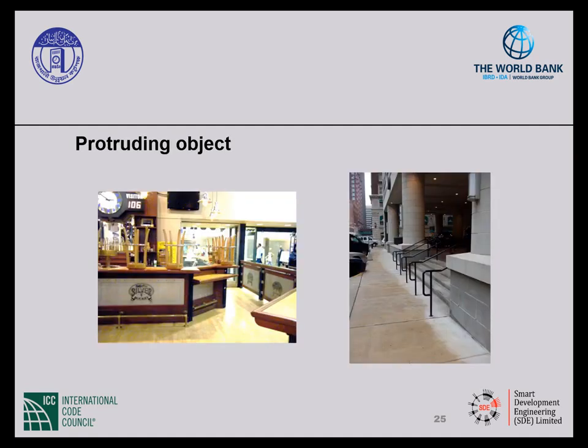Let's look at two more examples of protruding objects. On the left, you have a service counter at the bar. As you can see, that counter is located in the circulation path and projects more than 100 millimeters away from the bar. On the right, you have a handrail extension that projects out into the pedestrian way on the sidewalk. But in this location, it appears that the return is not more than 580 millimeters above the pavement, so this actually is projected and is not a protruding object.